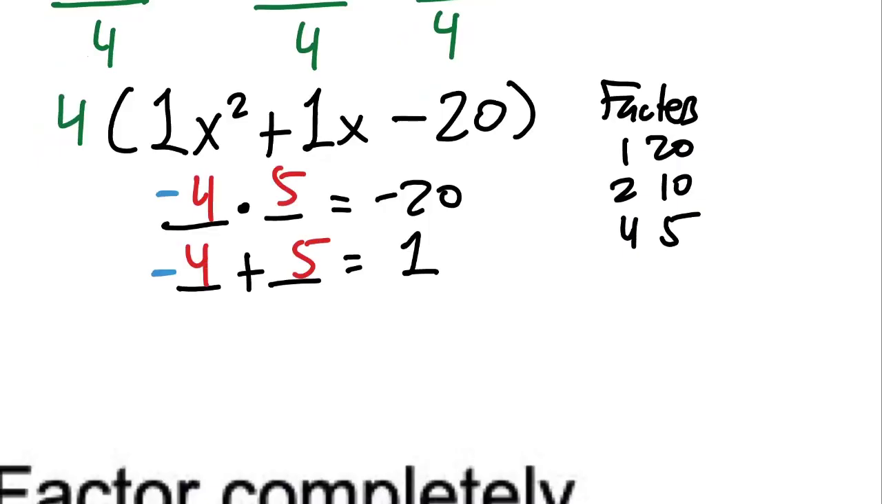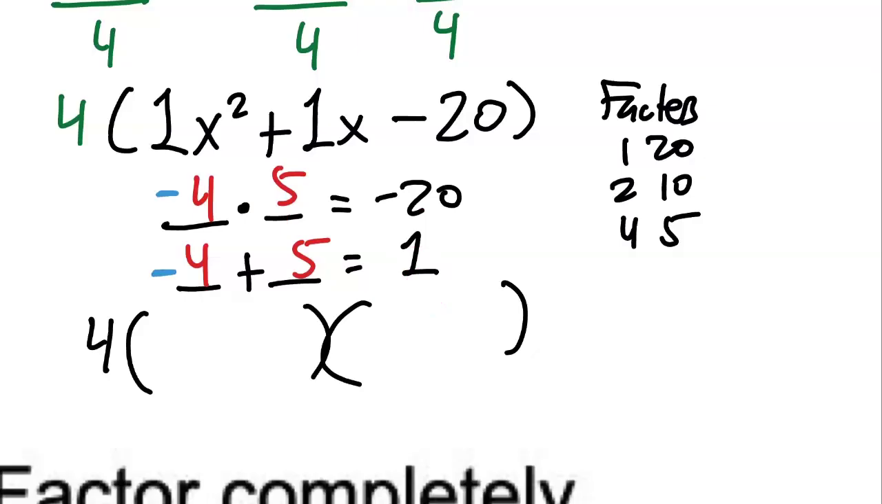Does negative 4 times 5 give you negative 20? Does negative 4 plus 5 give you 1? Okay, so there we go. That's all we had to do. So now, remember, you got to keep the GCF. So write parentheses.